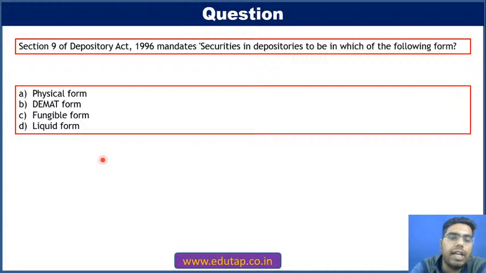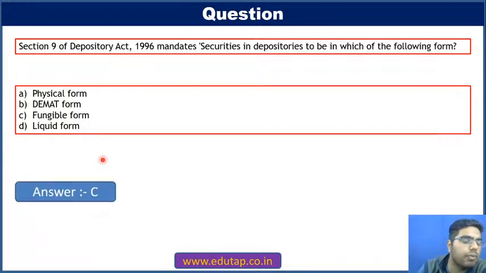Next is Section 9 of Depository Act 1996 mandates securities in depositories to be in which of the following form? Physical form, demat form, fungible form, or liquid form? This is a new question for you. I hope you shall all be answering wrong for this question. Section 9 says it should be in fungible form, okay, not in demat form.